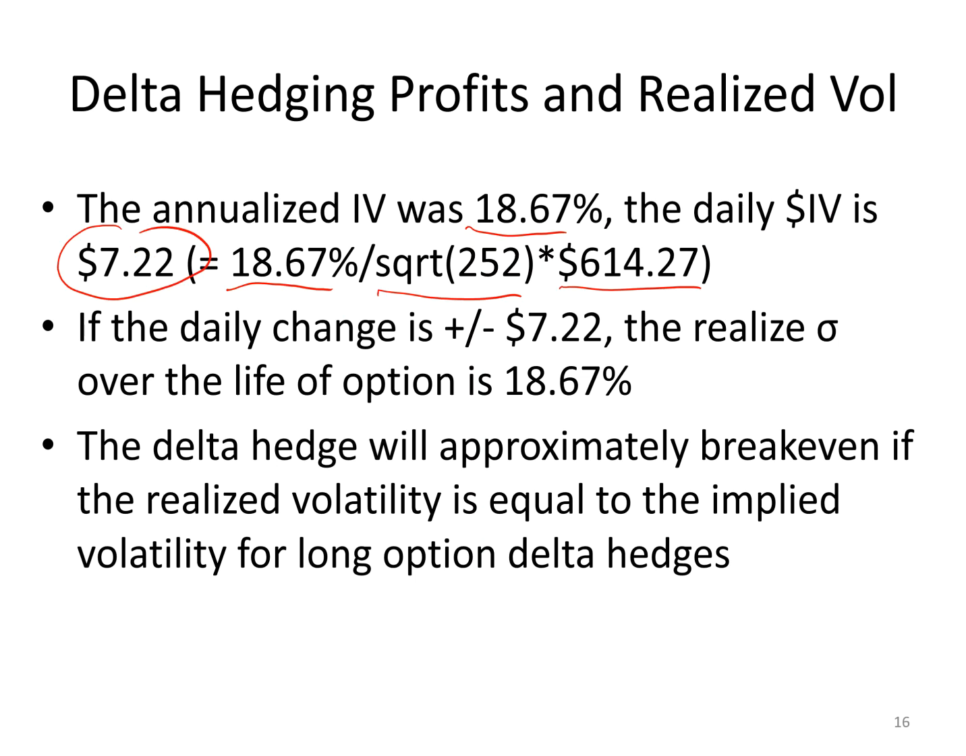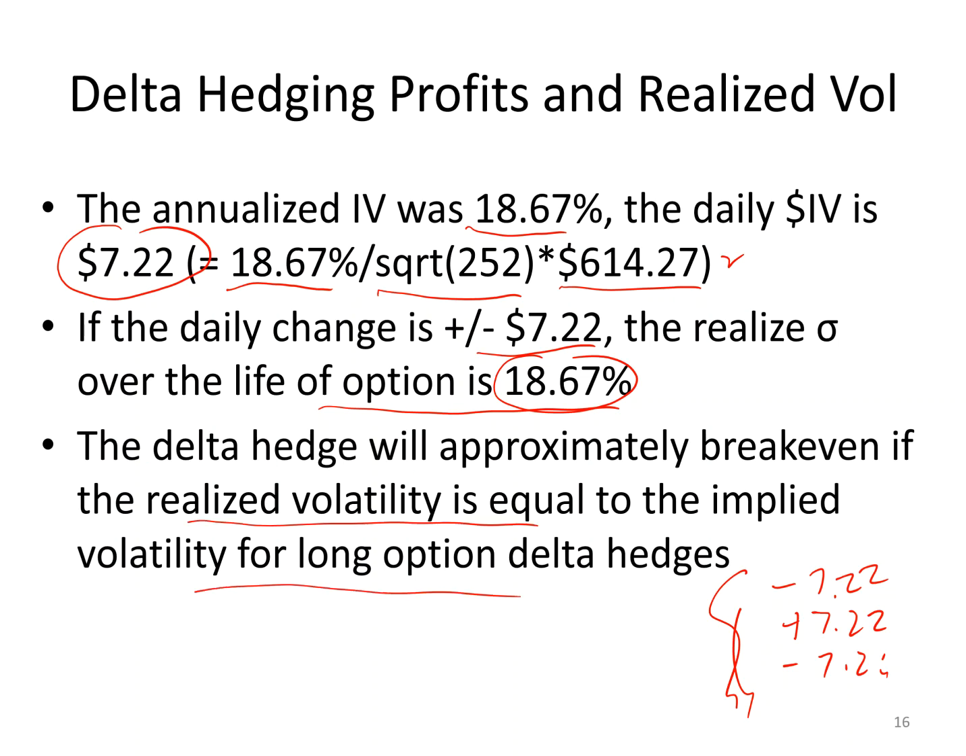Now, if that daily change in the stock price is 1 standard deviation, plus or minus 7.22, then the realized standard deviation over the life of the option will be exactly 18.67%. What that means is, if I just take minus 7.22 and plus 7.22, and minus 7.22, and so on, and I calculate the percentage changes on that $614 stock, when I calculate the realized volatility of those changes, they would be exactly equal to 18.67%. So the delta hedge profits will approximately break even if that realized vol is equal to the implied vol.